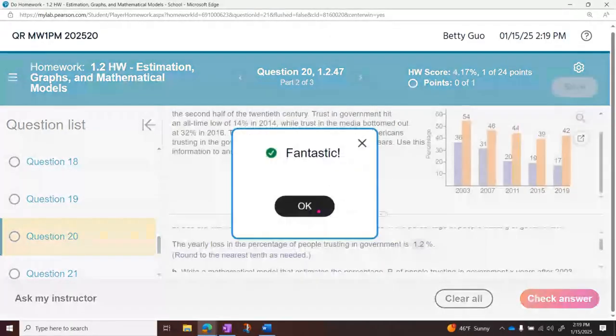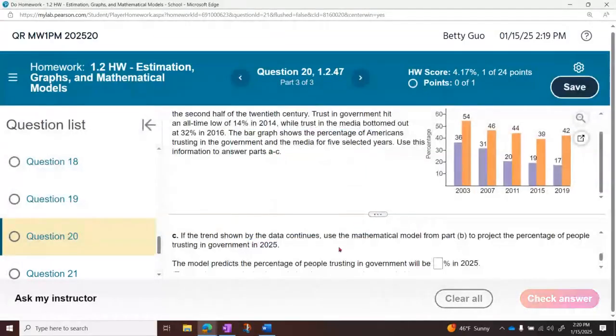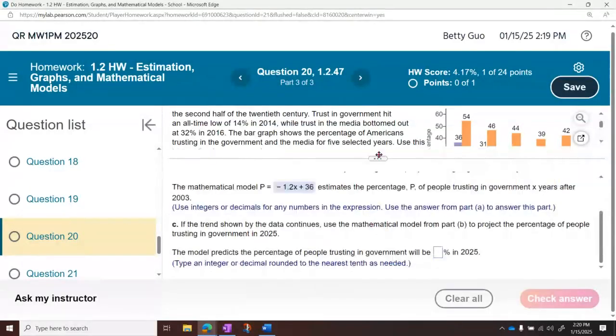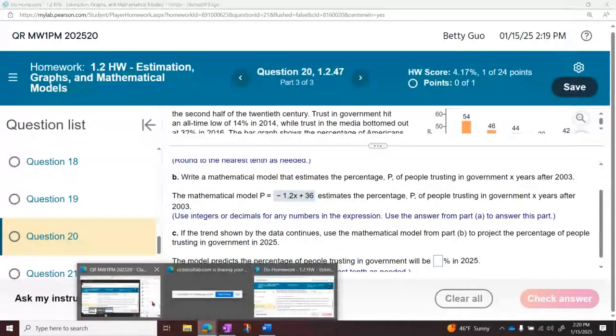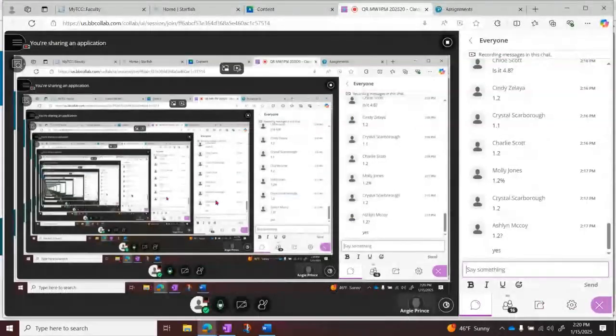And for part C, you just need to predict the trust in 2025. Same as the example we had in the global temperature problem. You need to find the value of X. Then you can plug it into the model to predict the percentage of trust in 2025. Okay, we ran out of time, so I will leave this for you to figure out.